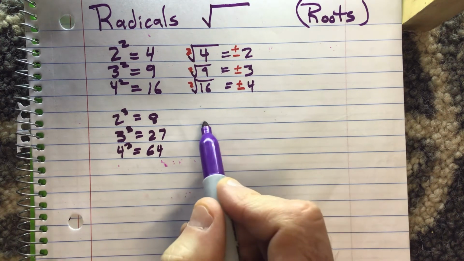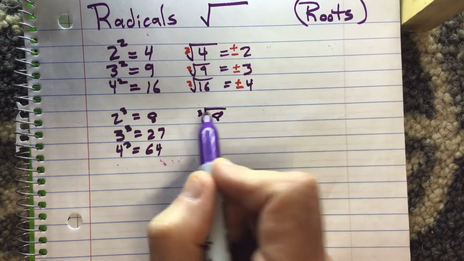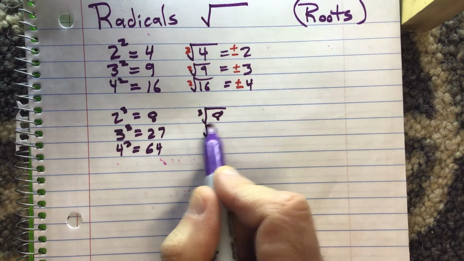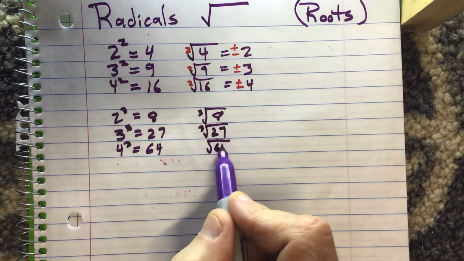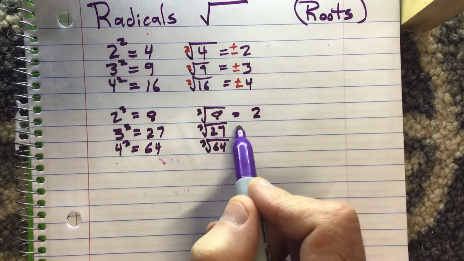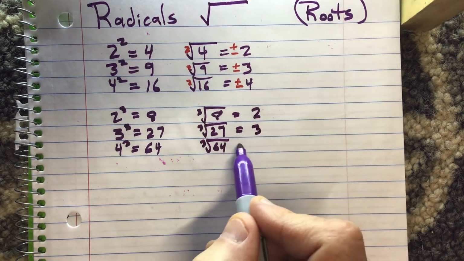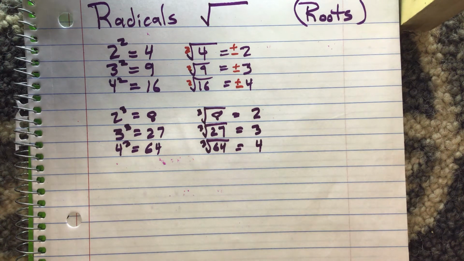Well, you can take what's called the cubed root of 8. So you'd have a little 3 here. The cubed root of 27, this is going backwards, and the cubed root of 64. And so the answer to this is 2. The answer to this is 3, and the answer to this is 4. So we're doing the opposite. It's like multiplying and dividing.